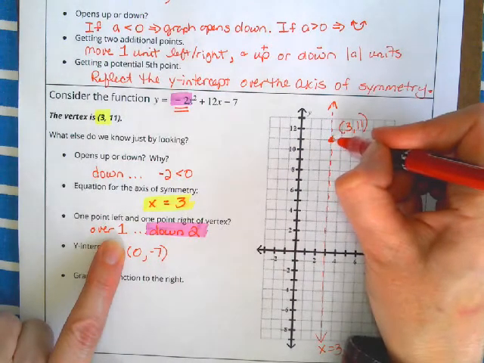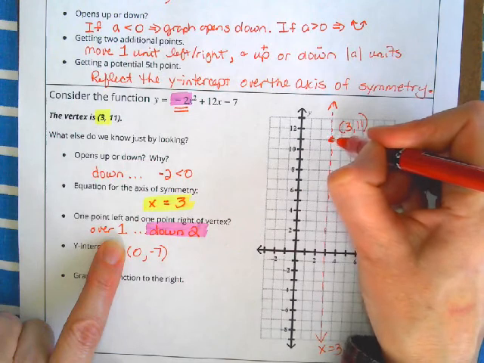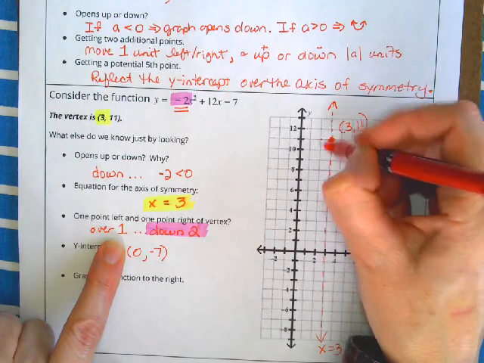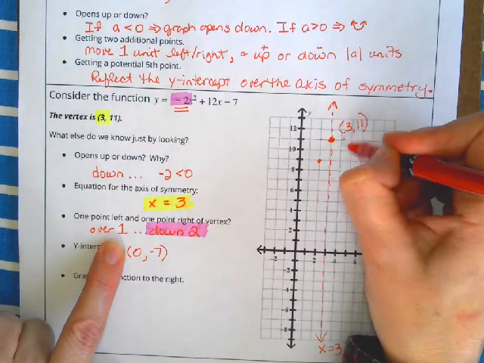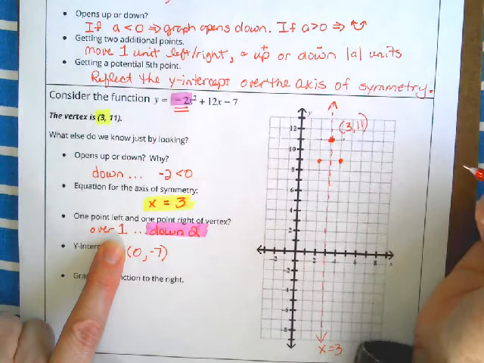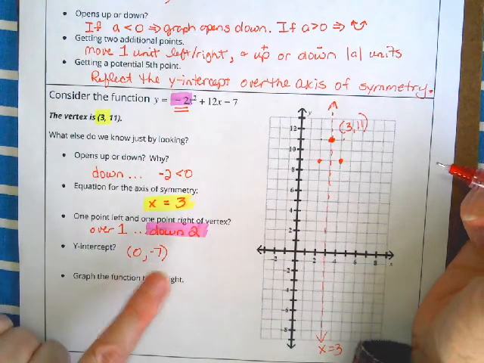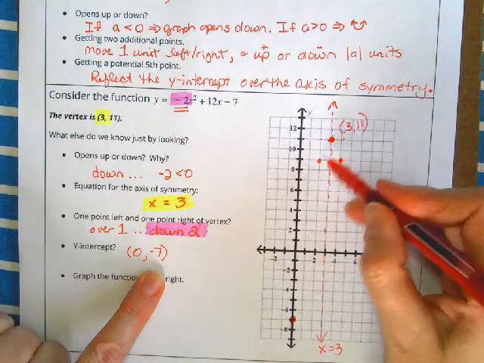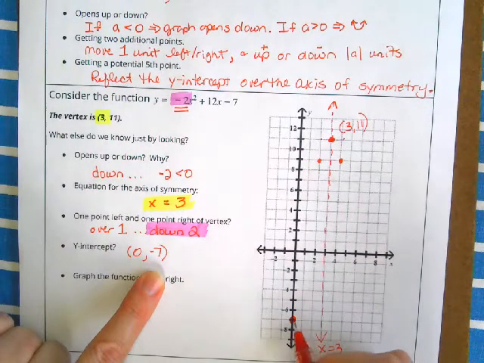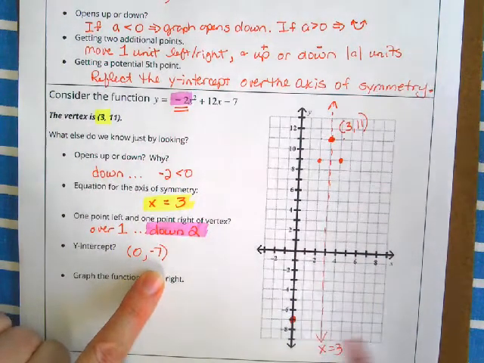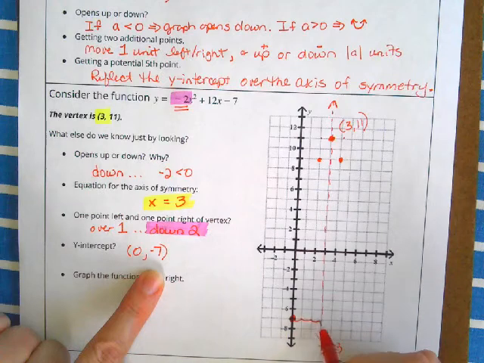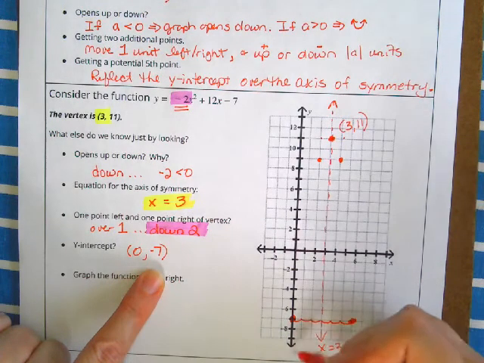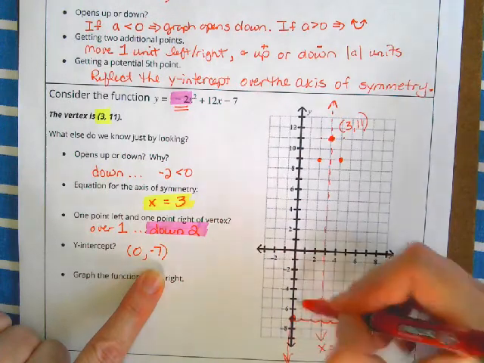This is (3, 11). I like to label all of the critical points. To get 1 point left and 1 point right, we're going to go from the vertex. I cannot emphasize that enough. 1 left and down 2, and 1 right and down 2. And then we know that the y-intercept is (0, -7). Ooh, that's way down here. So we have now 1, 2, 3, 4 points. To get a 5th point, we can go 1, 2, 3, over to there.